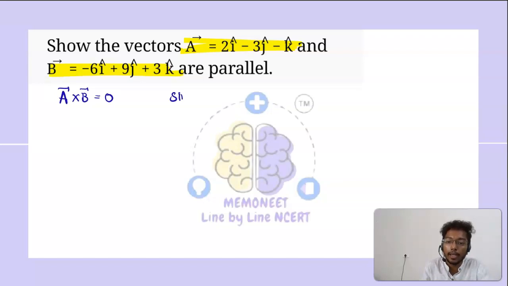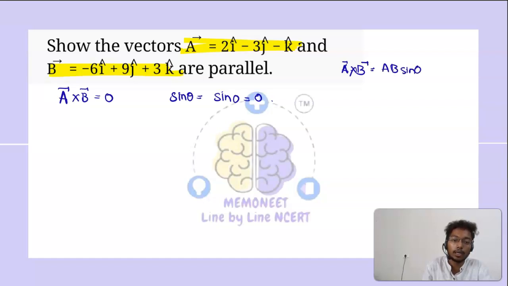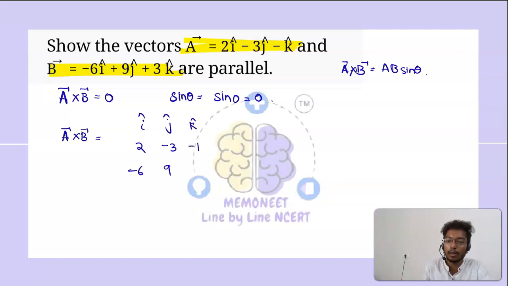Why? Because the value of theta will be 0, and sine 0 is equal to 0. We know that a cross b vector is equal to ab sine theta. So from here we can calculate a cross b, which is the determinant with i, j, k, then 2, -3, -1 and -6, 9, 3. If they are parallel, they will have the cross product as 0.